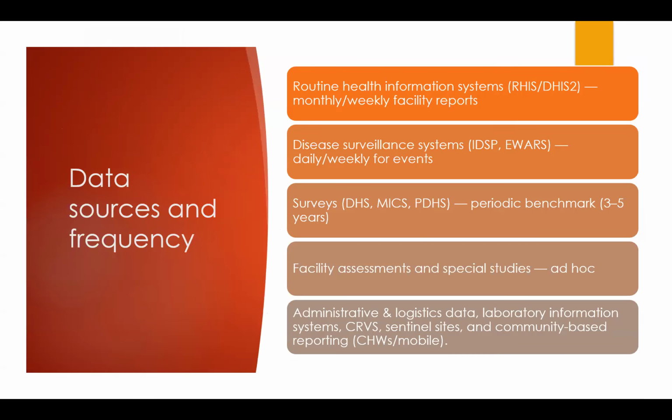There are different data sources and frequency. One of them is the routine health information system with weekly or monthly facility reports. Then we have disease surveillance systems with daily or weekly events. Then we have surveys like DHS for periodic benchmarks, which are done every 3 to 5 years. Facility assessments and special studies are done on an ad hoc basis. Administrative and logistic data, laboratory information system, CRVS, sentinel sites, and community-based reporting.